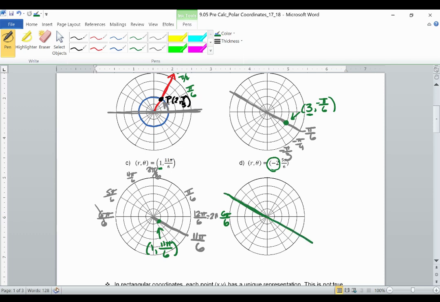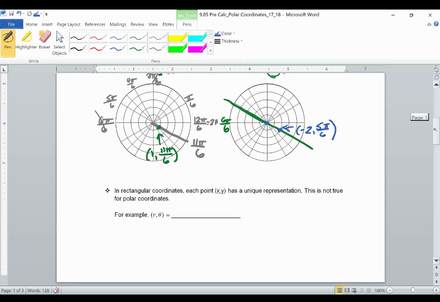So this line is the angle. Instead of being 2 out and staying in quadrant 2, I'm going to go the opposite direction from the pole, and I'm going to count 2 in the other direction. So it's positive if it stays where that angle is. But if it's negative, you count on that same line, just extend the line, but in the opposite direction. So this one right here would be negative 2, 5 pi over 6. So that's what a negative r value will do.